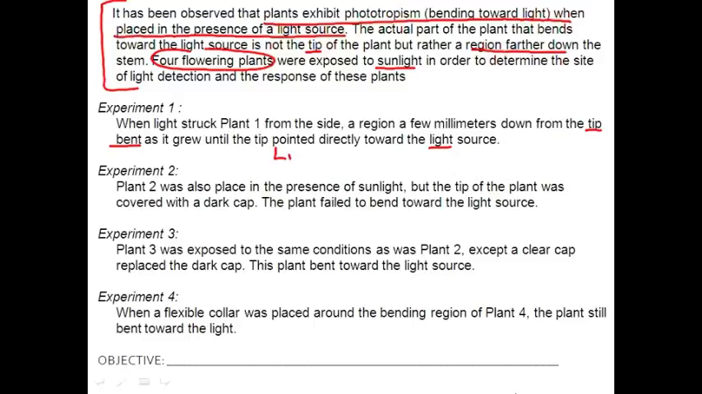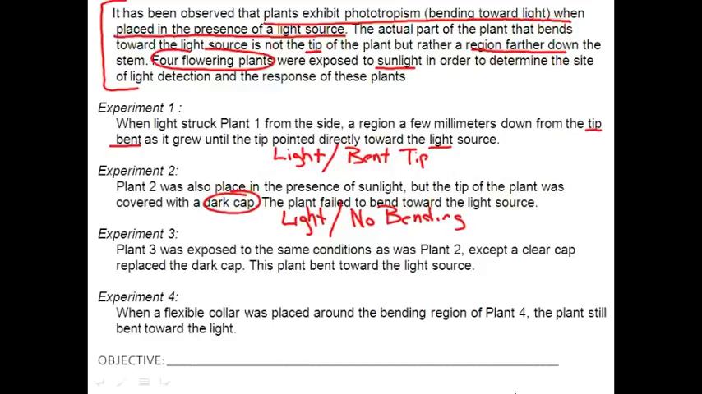So in this group, we have light, and we have a bent tip, which means it did respond to the light. Plant 2 in experiment 2 was also placed in the presence of sunlight, but the tip of the plant was covered with a dark cap. Now there's a change. The plant failed to bend toward the sunlight. So we had light, of course, because the thing that has changed in this, the variable that has changed, is the treatment to the tip. And when you put the dark cap on it, no bending. So no phototropism.